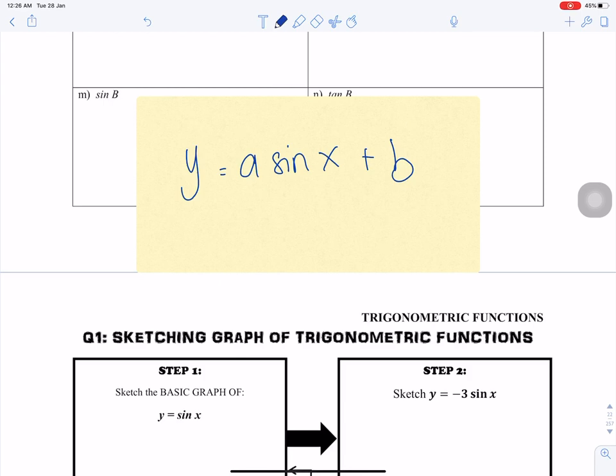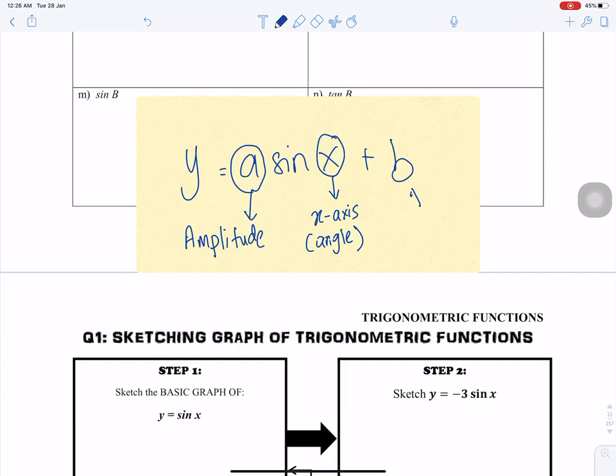Okay, A is the amplitude for the function. x represents the x-axis, in order, we call it the angle, and B is the y-intercept for the graph.